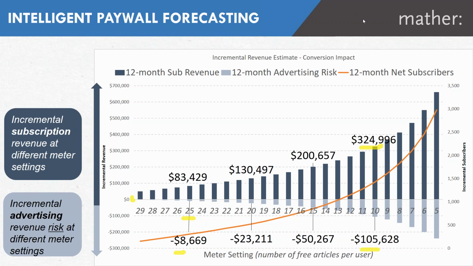So again, what we're doing behind the scenes, over time as we learn, is not just applying the propensity scores, but also applying the risk and reward of where to set that meter and for whom, and how aggressive you should be for each user based on this kind of math.